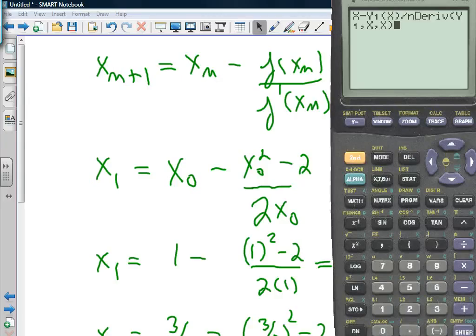Y1. Vars, y vars, function 1. Okay. Do you need any parentheses around what?